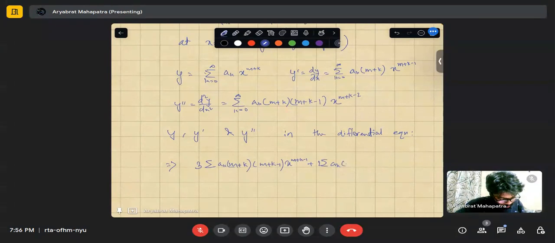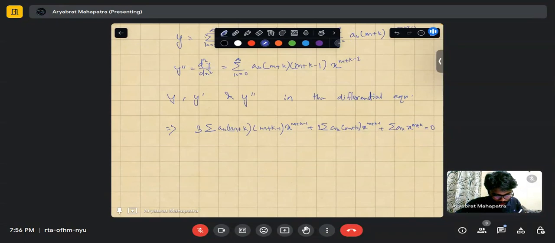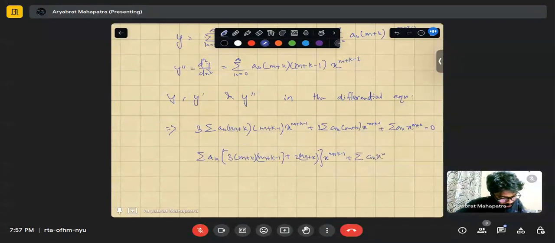So ak m plus k x to the power m plus k minus 1 plus summation ak x to the power m plus k equals to 0. And from here you will see that I can further write it as summation of 3 m plus k m plus k minus 1 plus 2 m plus k times ak x to the power m plus k minus 1 plus summation ak x to the power m plus k equals to 0.